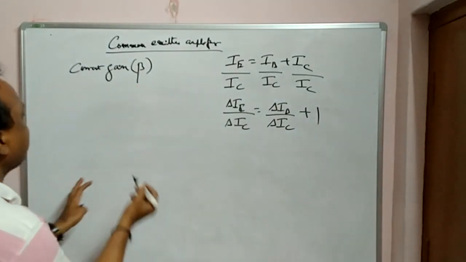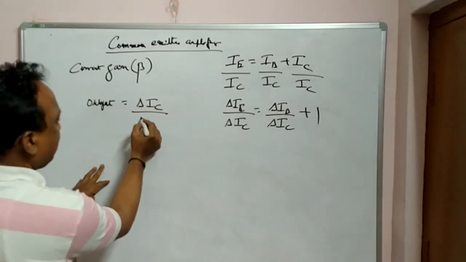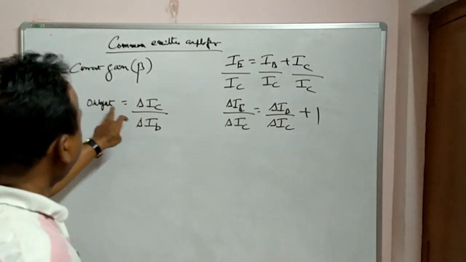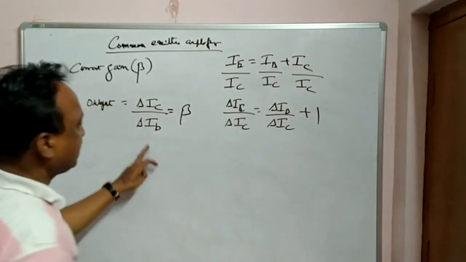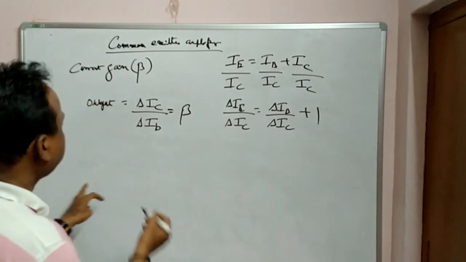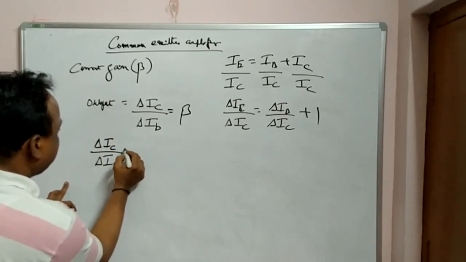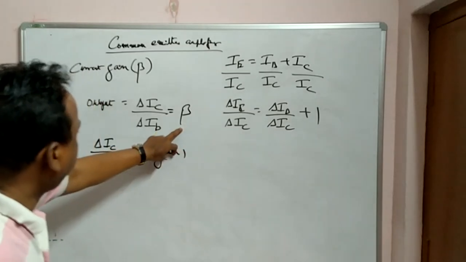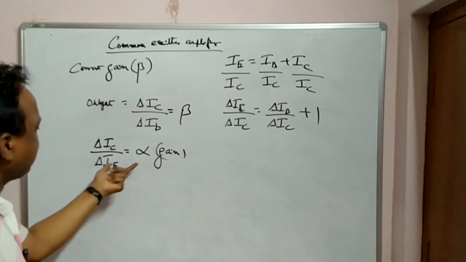Now observe carefully, what did I say? What is output? Delta IC is output. And what is input? Delta IB. Output by input. So if you write output delta IC by delta IB, this is called beta gain. Delta IC by delta IB is called beta gain. In the same way, delta IC by delta IE is called alpha gain. These are the current gain formulas, very, very important. Beta gain means output by input, and delta IC by delta IB is beta. Delta IC by delta IE is equal to alpha.